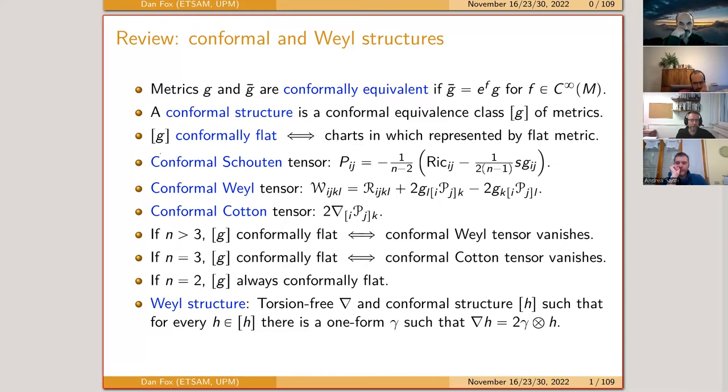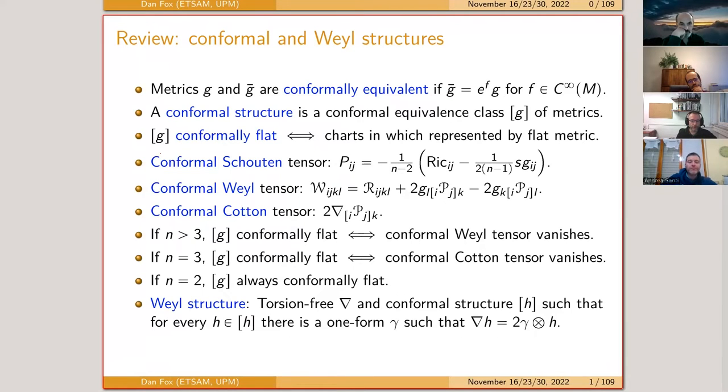The characterization of conformally flat manifolds is simply the vanishing of the conformal Weyl tensor if n is at least 4, and it's the vanishing of the conformal Cotton tensor if n is 3. In higher dimensions, the vanishing of the conformal Weyl tensor implies the vanishing of the conformal Cotton tensor because the divergence of the Weyl tensor is n minus 3 times some constant times the Cotton tensor. And in two dimensions, all metrics are conformally flat. And so this all is probably well known.